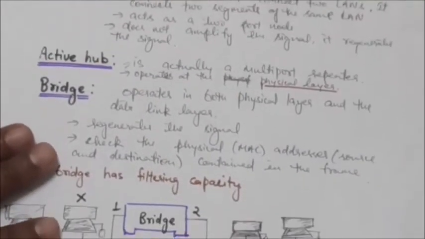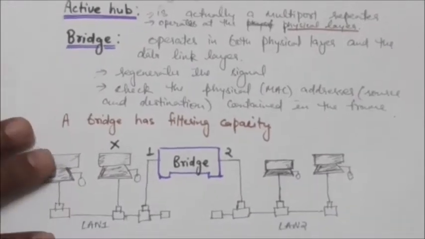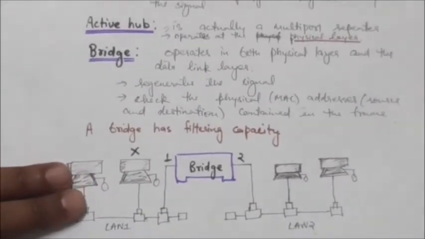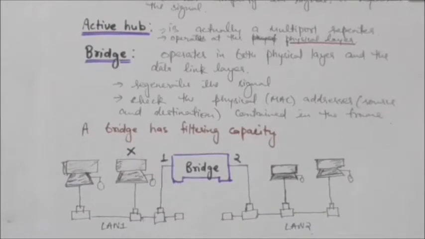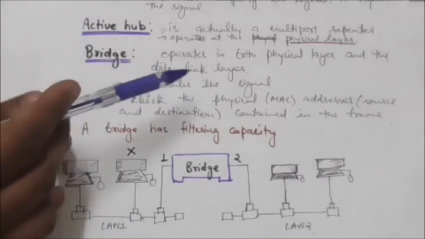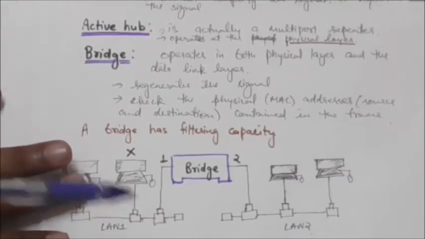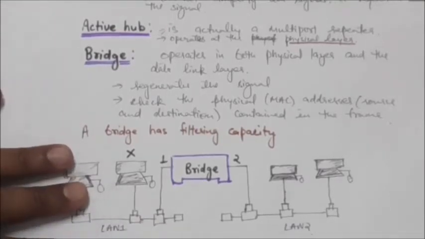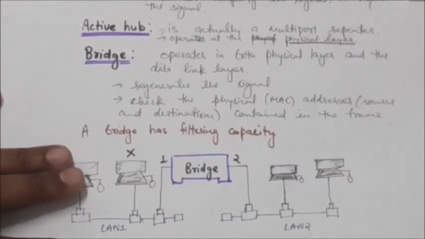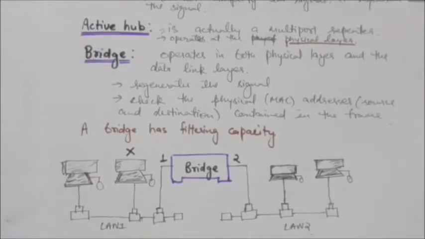Next device is bridge. Now see what happens in bridge. This device bridge operates in both the physical layer and the data link layer, right? As a physical layer device, this device bridge regenerates the signal which it receives, right? And as a data link layer device, it can check the physical address, that is the MAC address of the source and destination, which is contained in the frame, right?